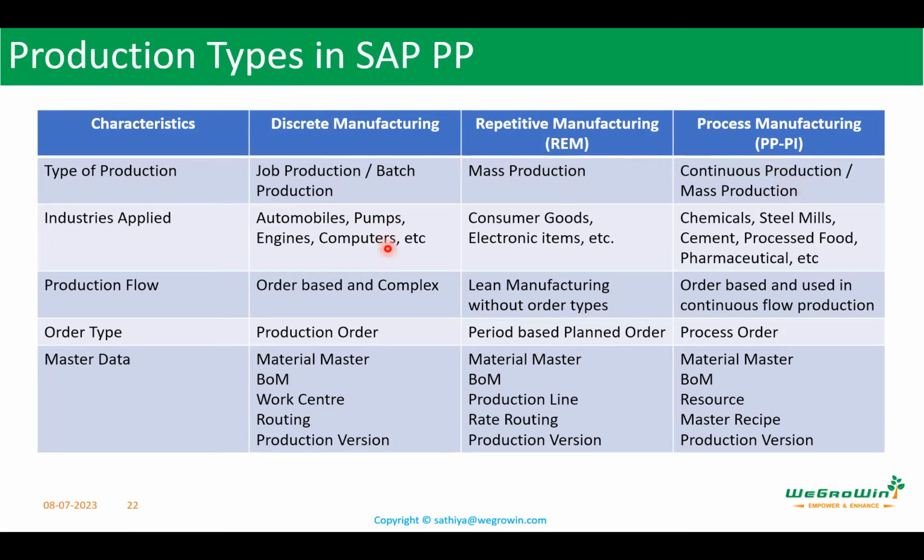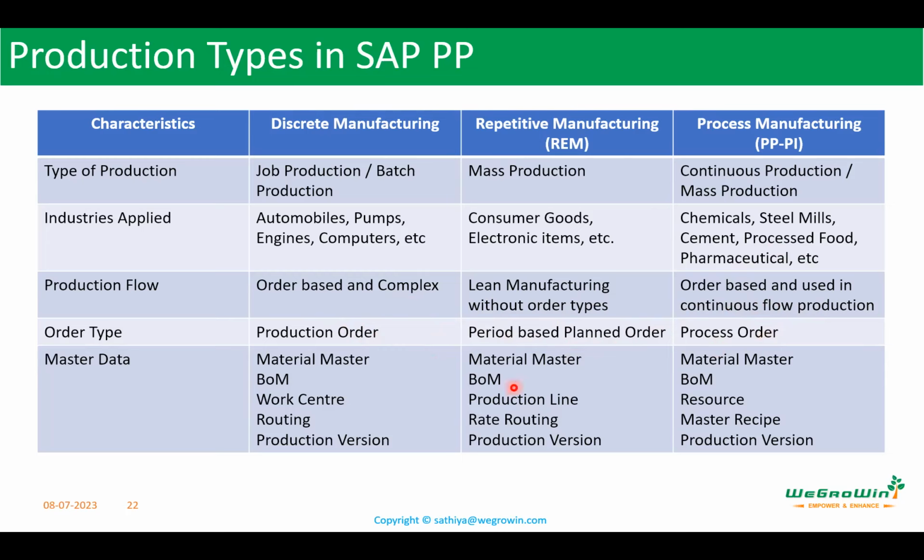The industries using discrete manufacturing are generally automobiles, pumps, engines, computers, etc. Repetitive manufacturing is used by consumer electronic items. Process manufacturing is applied in chemicals, steel mills, cement, process goods, pharmaceuticals. Production flow is based on orders and they are complicated. Repetitive manufacturing is lean manufacturing without any specific orders, so there is no production order, only planned orders. Process manufacturing is based on orders and used in continuous flow. The orders used in discrete manufacturing are called production orders. Repetitive manufacturing uses period-based planned orders, and process manufacturing uses process orders.